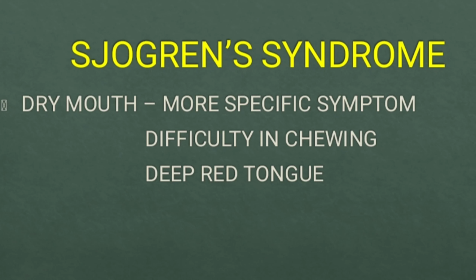The more specific symptom in keratoconjunctivitis sicca is the presence of dry mouth. Recurrent episodes of dental caries occur because of dry mouth. Oral thrush can be seen, and the patient also presents with difficulty in chewing, and a deep red tongue can be found.